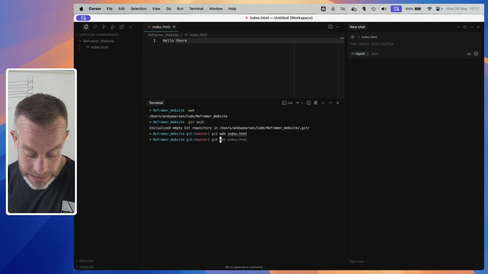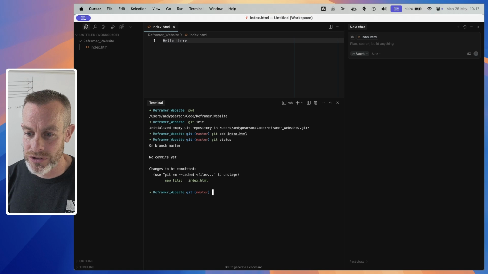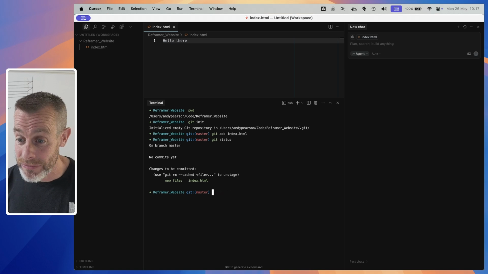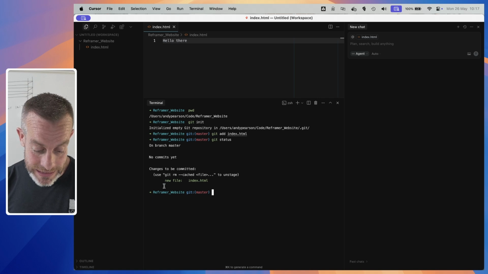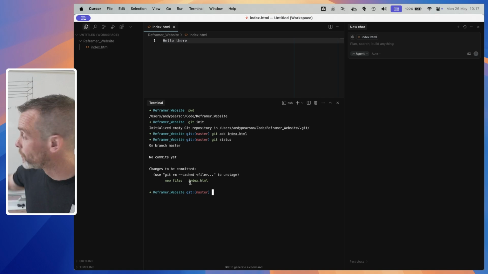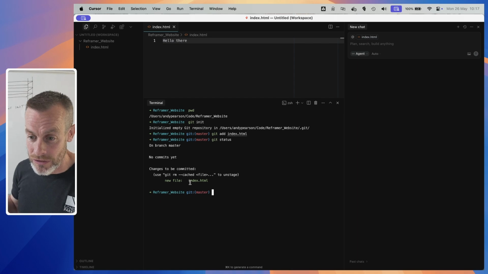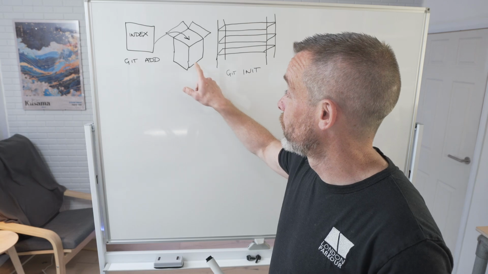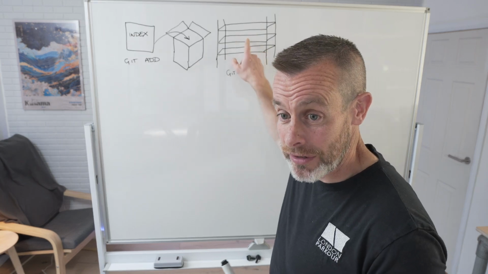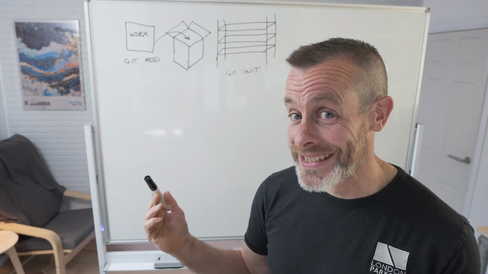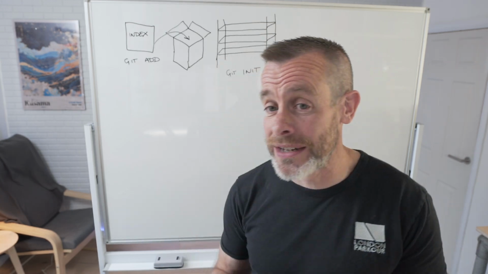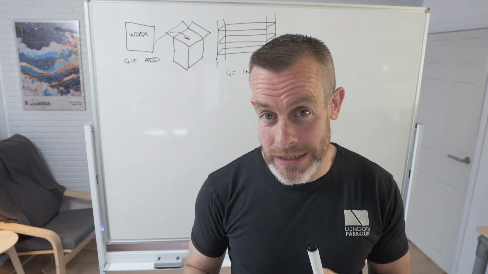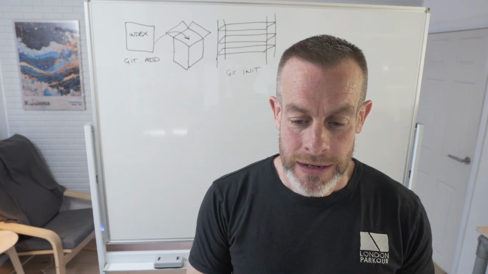You can type git status, and it will show you that there are no commits yet. That's fine. But underneath, you can see that there's a new file been added. So the box. The second step is to then commit the box to the shelving. Committing uses git commit. The idea with a commit is you add one or more files into the box, you label the box, and then you put the box on the shelving.